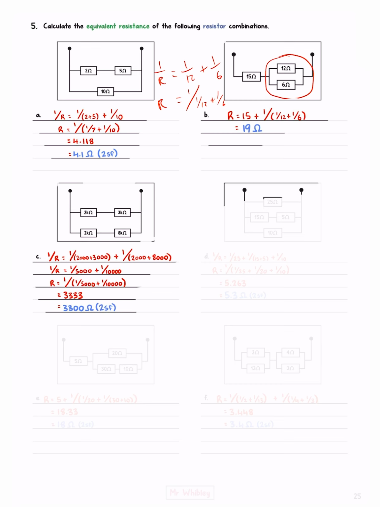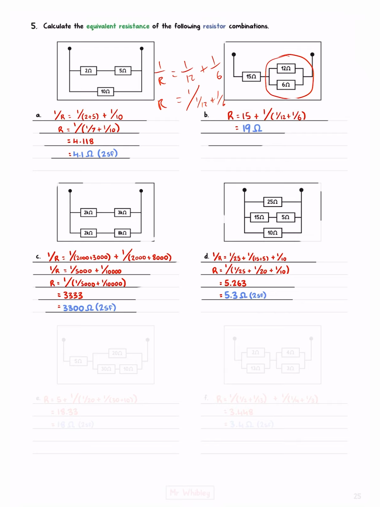For our next circuit, we have a 25 ohm resistor in parallel with a 15 and 5 ohm resistor in series, and also in parallel with a 10 ohm resistor. Because this is three objects in parallel, our 1 over total resistance is the sum of our 1 over resistances of each branch. The first branch is 25, the second branch is 15 plus 5 since they're in series, and the last branch is 10. Taking the inverse of both sides gives me 5.263, or 5.3 ohms to two significant figures.